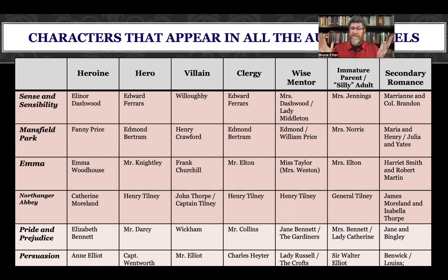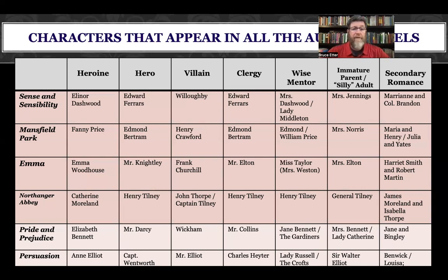So let's see, villains. Who is the, I hate to say, Satan figure? You know, some of these guys are really bad, but I think it would just represent anything that is an impediment to the bride-bridegroom, Christ and the church relationship. Willoughby.